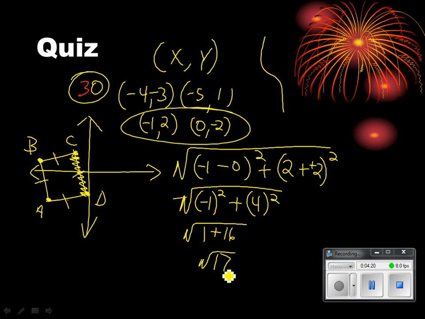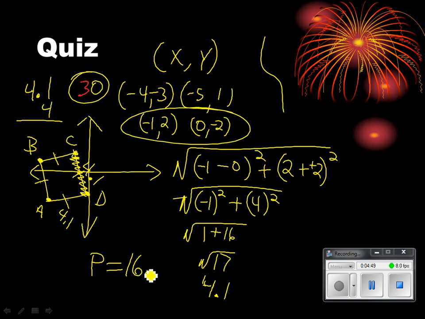Square root of 17, somebody's got a calculator, help me out, what is it? 4.12? Yeah. So we'll just say 4.1, make it easy. Is that our answer? No, you times by 4. That's how long this side is. Well, if this side's 4.1, what's this side over here? 4.1. This side? 4.1. This side? 4.1. Now, I'm not going to go through all that. So we take 4.1 times 4, 16.4, because we want the whole perimeter, and we get 16.4.